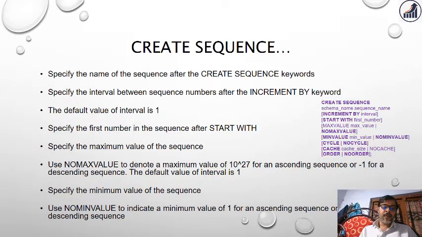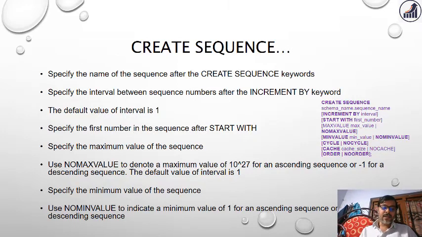The default value of the first number is the minimum value of the sequence for an ascending sequence, and the maximum value of the sequence for a descending sequence. Keep it in mind that the default value of the first number is the minimum value for an ascending sequence and the maximum value for a descending sequence. That means from which point the sequence will start.